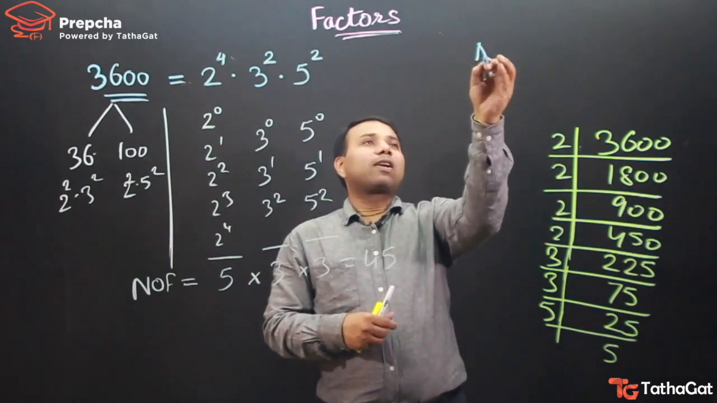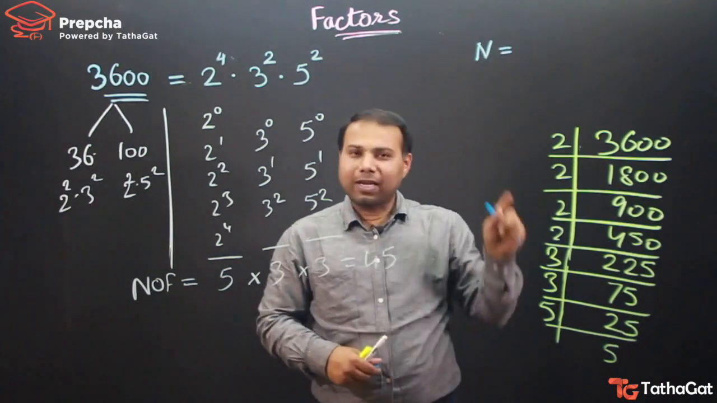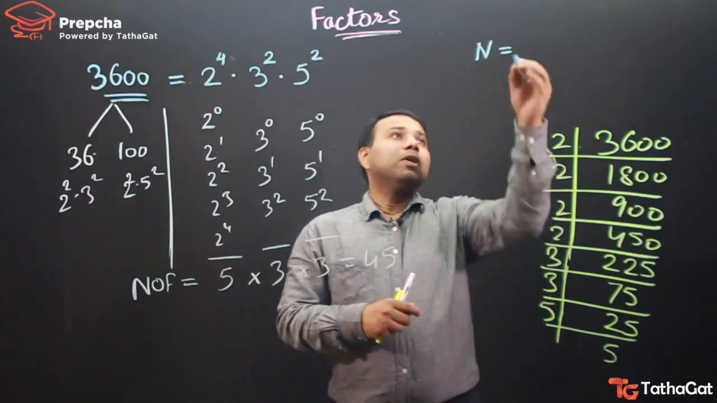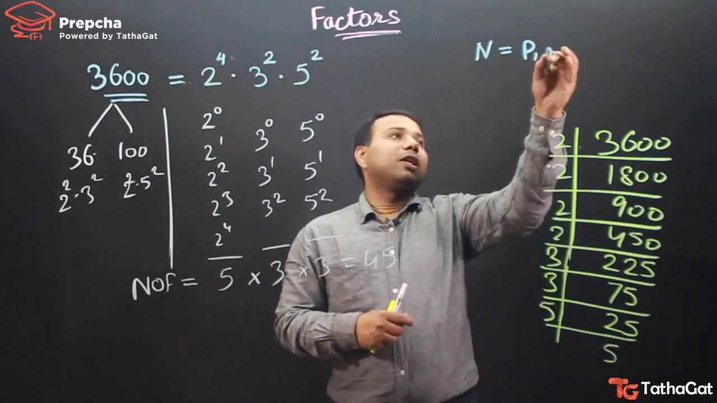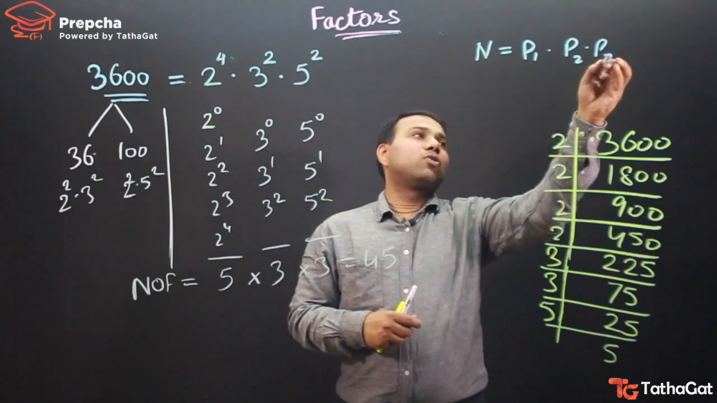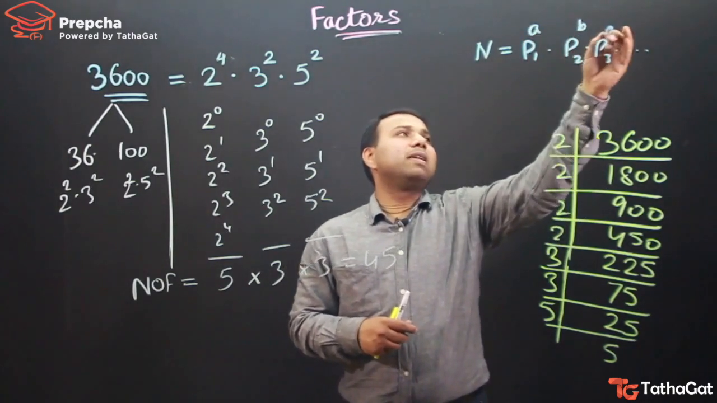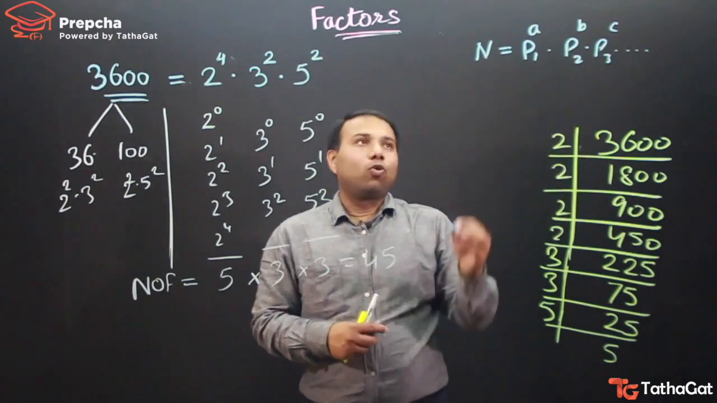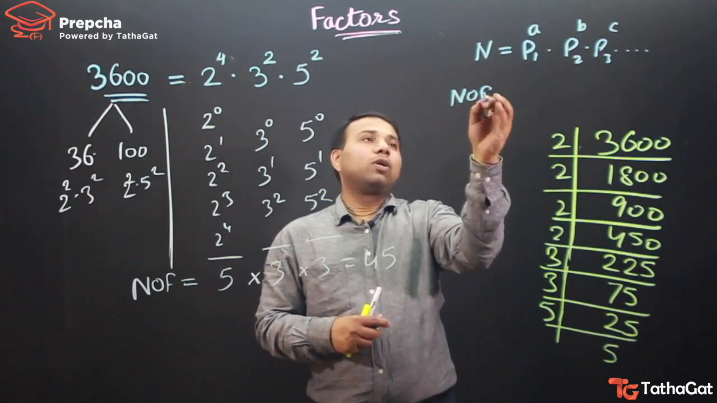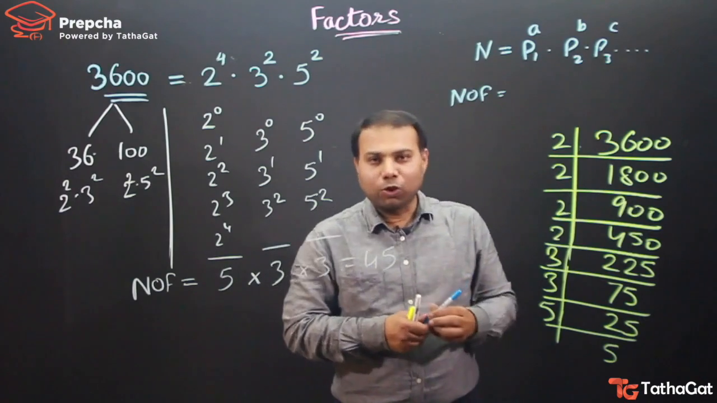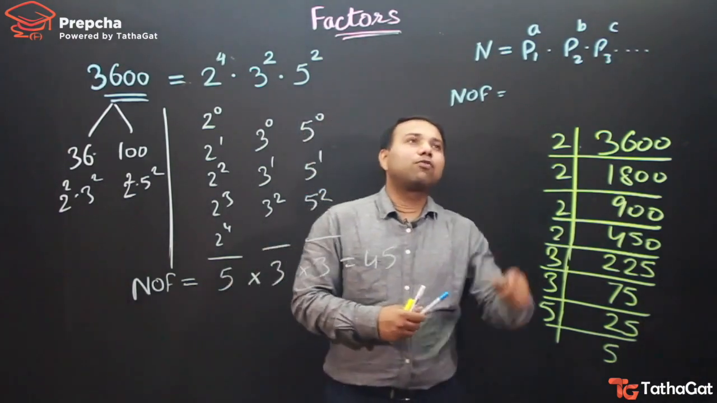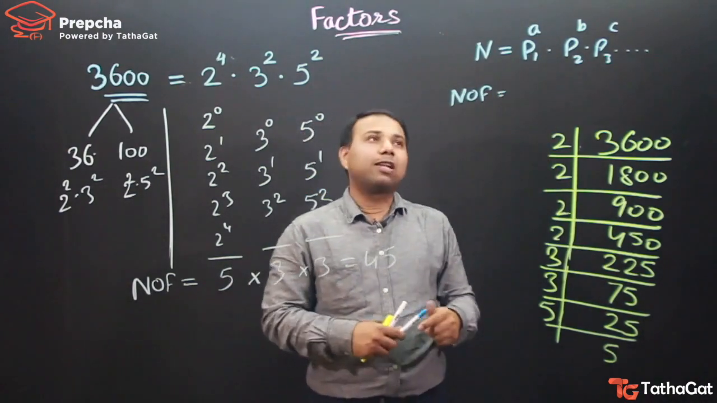To calculate the number of factors of a number, first I need to write the number in its prime factorized form. Say P1, P2, P3 are the different prime numbers in my number, and so on. There can be more also, and the powers are say A, B and C, like this. So how to calculate the number of factors? For that, I just need to make the combinations of different powers of these prime numbers which can be included in the list of factors.